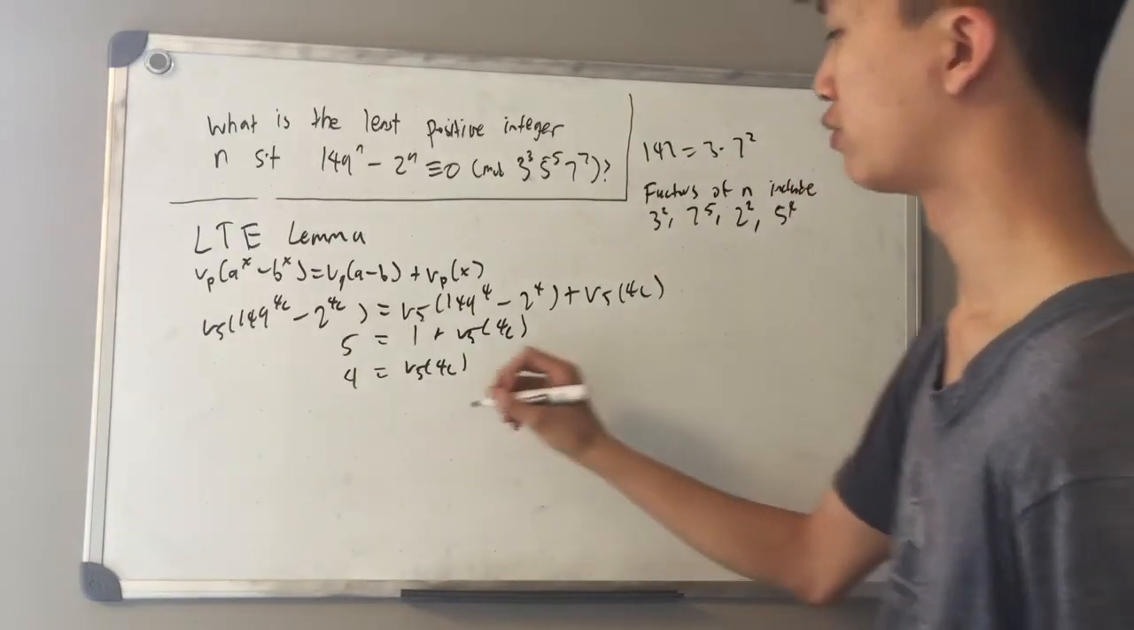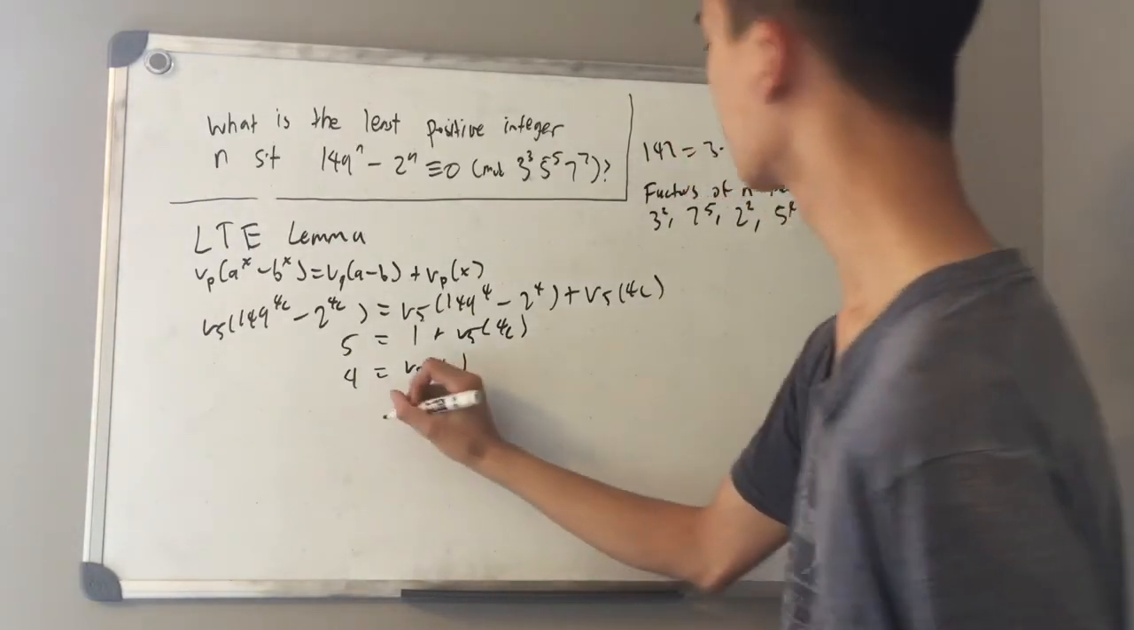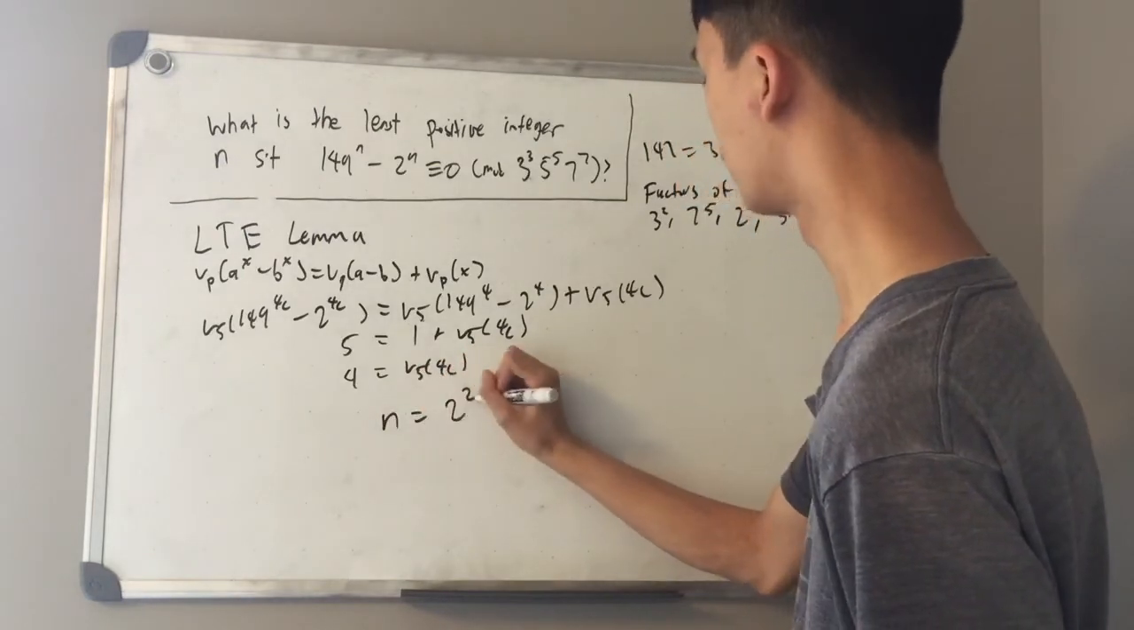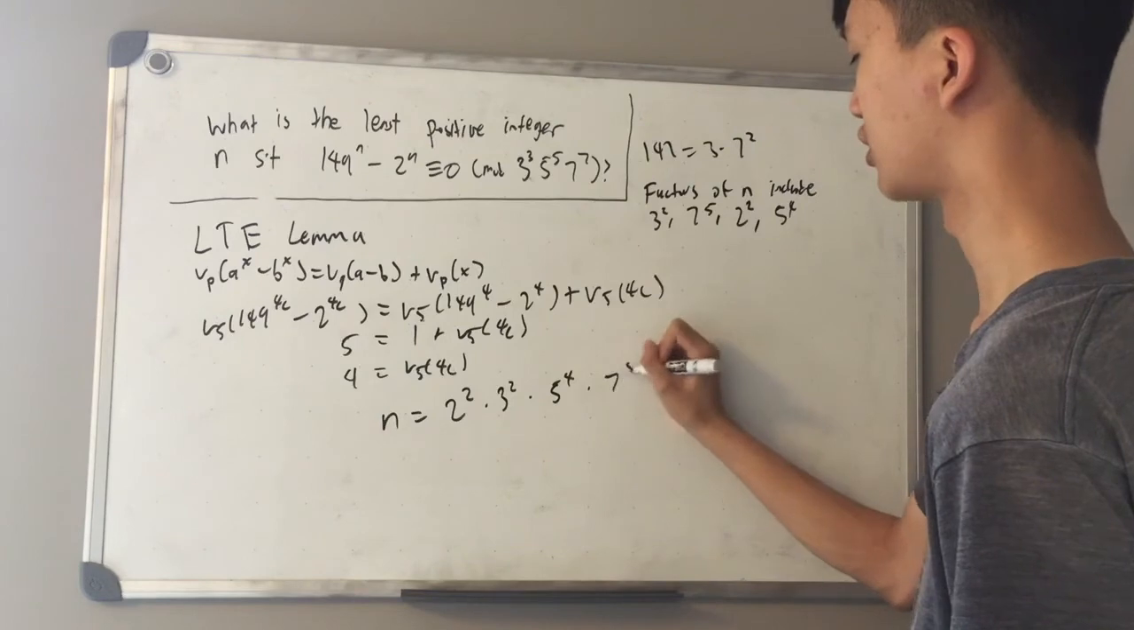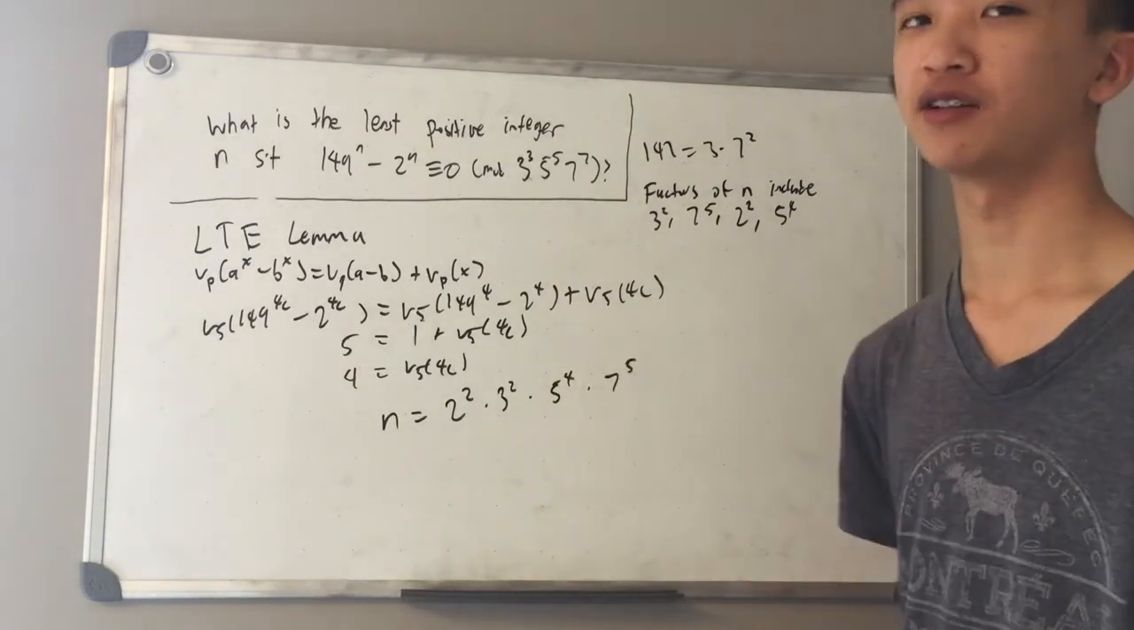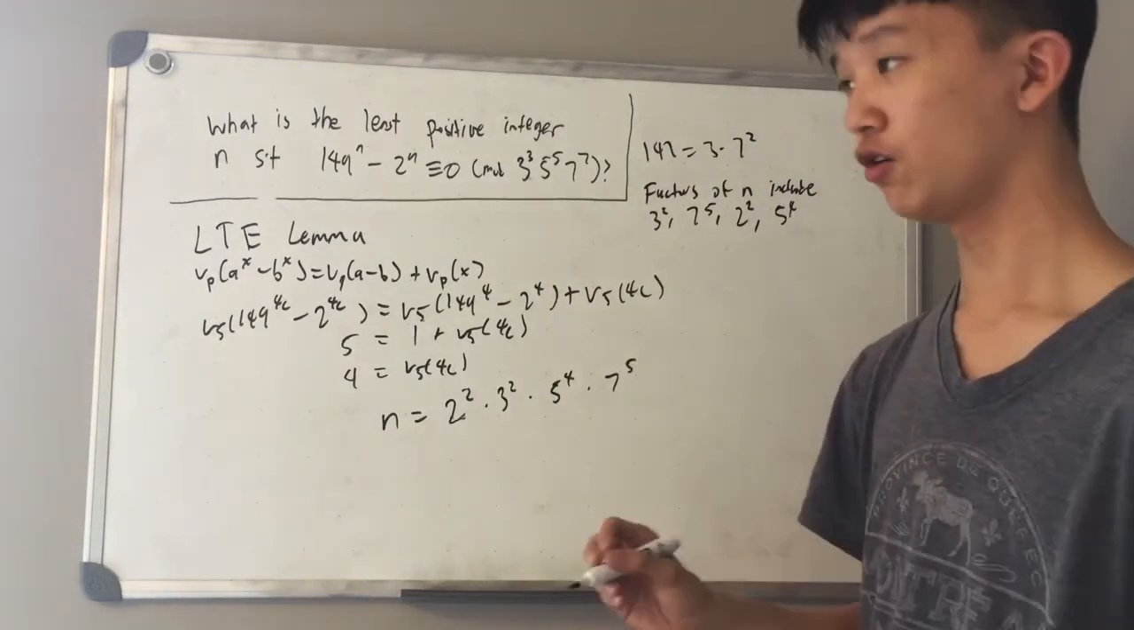And so therefore, we know that the least possible value of n is equal to 2 to the power of 2 times 3 to the power of 2 times 5 to the power of 4 times 7 to the power of 5. Feel free to put that into a calculator, but I certainly am not. And so, we are done.